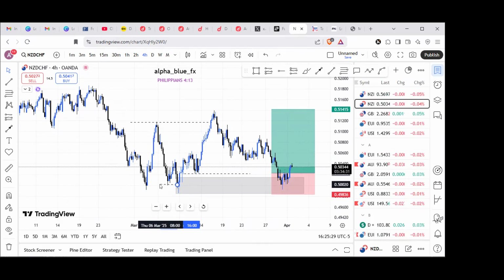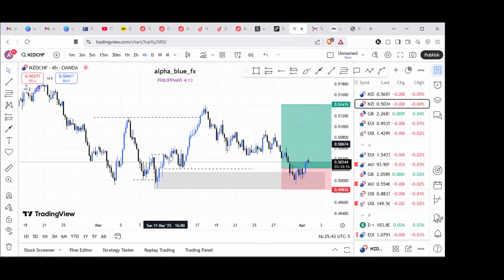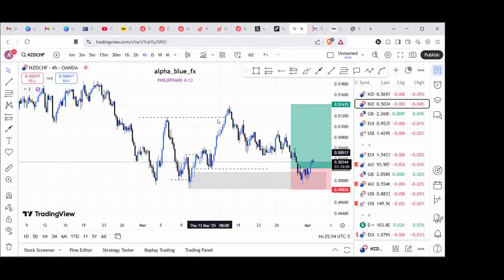After we got the liquidity sweep, what then happened? Price moved up to give us the first break of structure here. We got the first break of structure here. After this break of structure, price came down and gave us a higher high, then went up to further break another structure here. So you see, we have two breaks of structure.